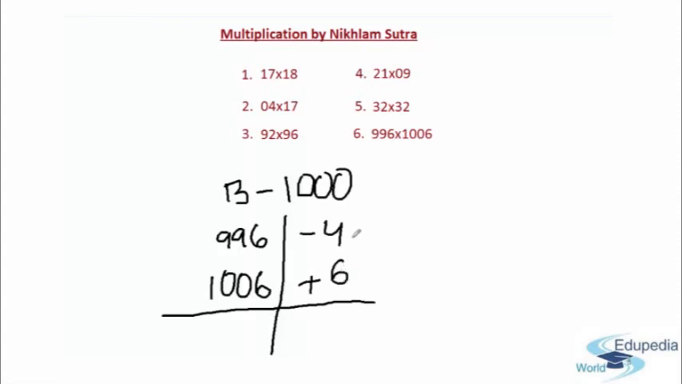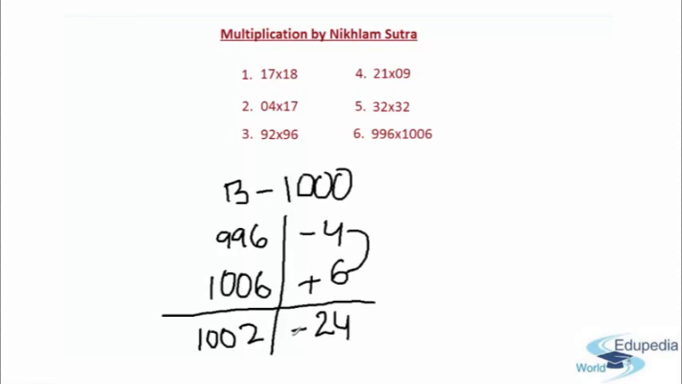Now what you have to do here is multiply minus 4 with plus 6, you will get minus 24. After having all these things, you just do cross simplification on either of the bases. If you do 996 plus 6, you will get 1002. Or else if you do 1006 minus 4, you will get 1002. So you just write down that answer at the bottom of the left column side.